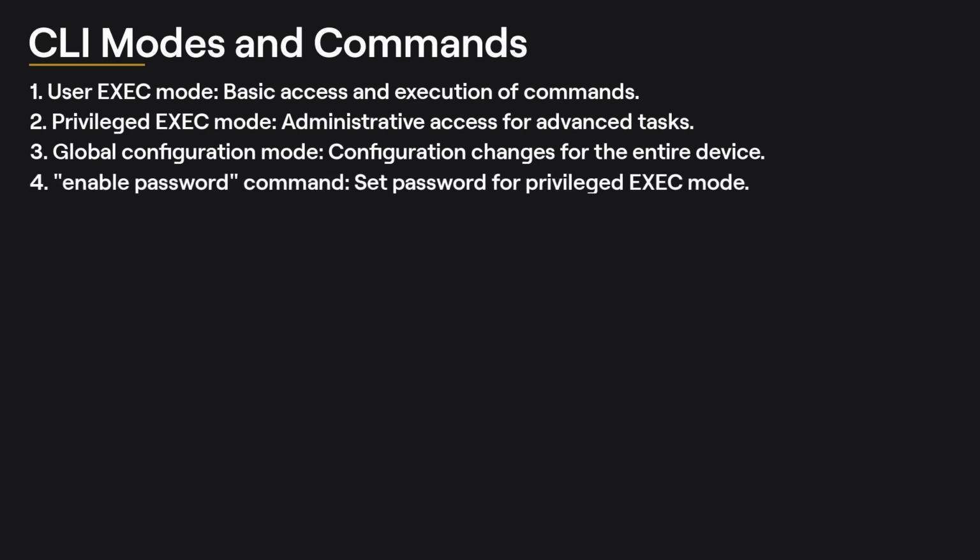4. Enable password command. In the global configuration mode, you can use the enable password command to configure a password that protects the privileged exec mode. It's like putting a lock on the administrator's office. You choose a password and assign it using this command. This password will be required to enter the privileged exec mode and access the administrative functions of the router.